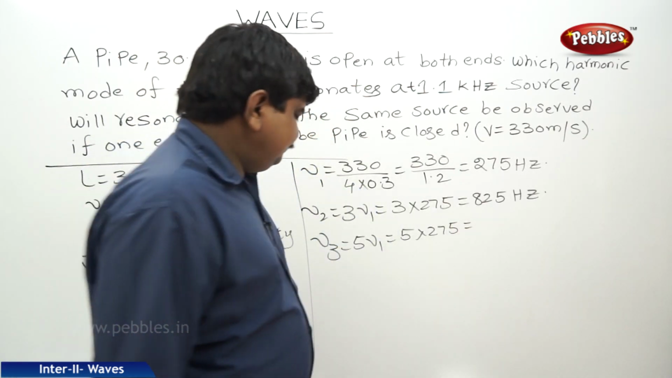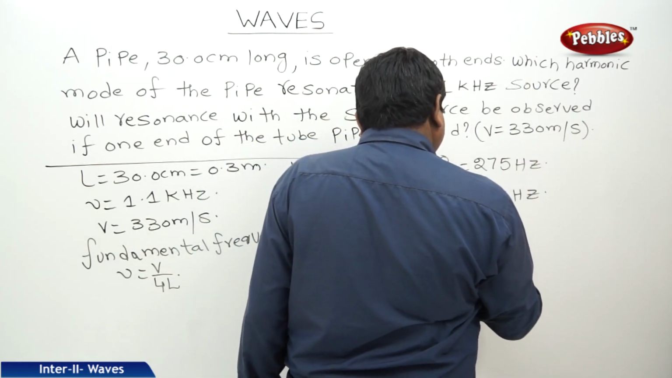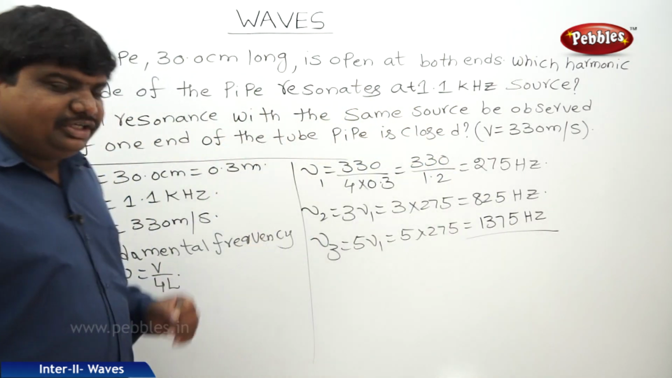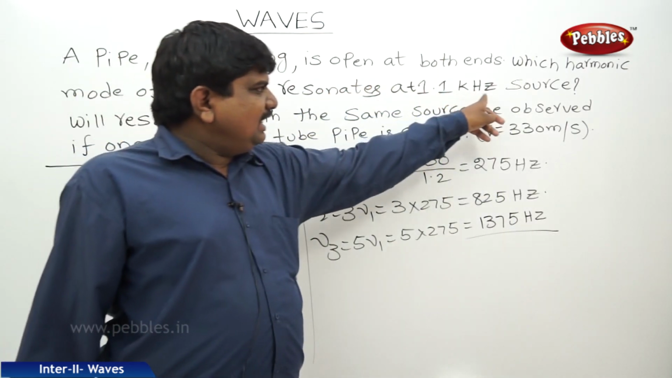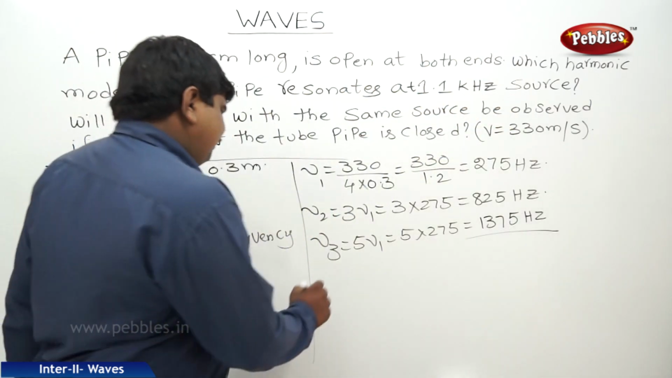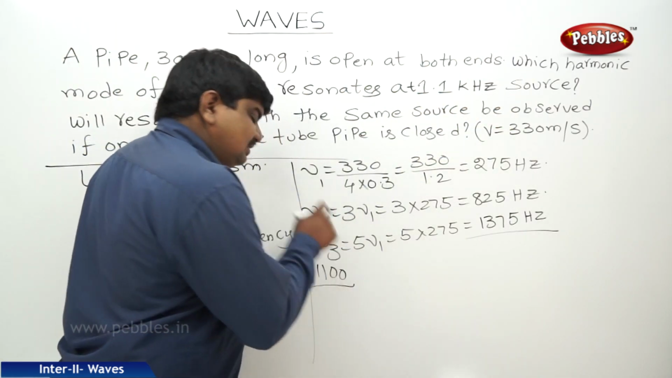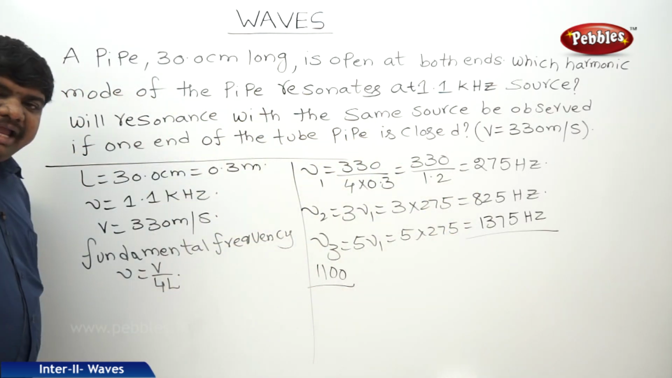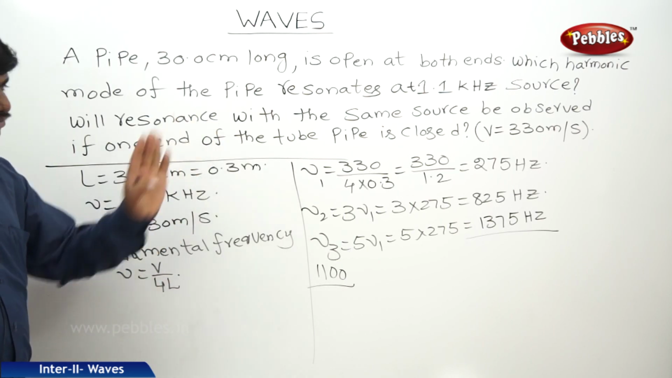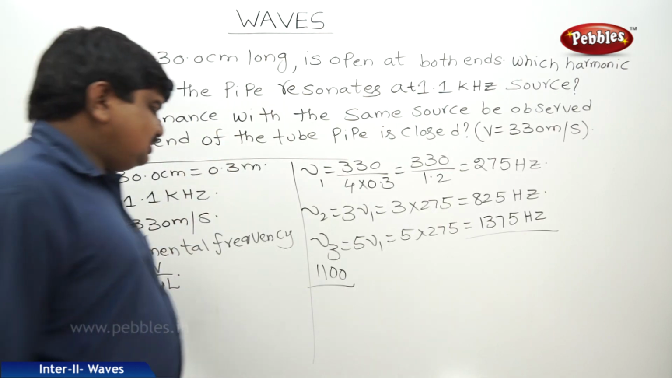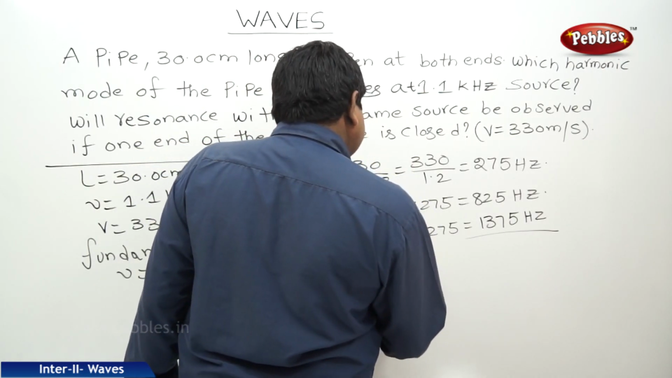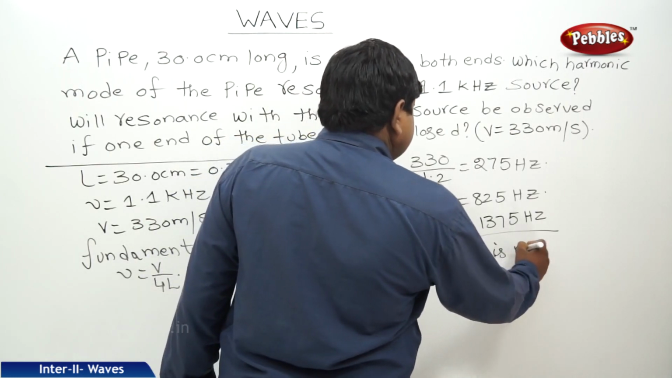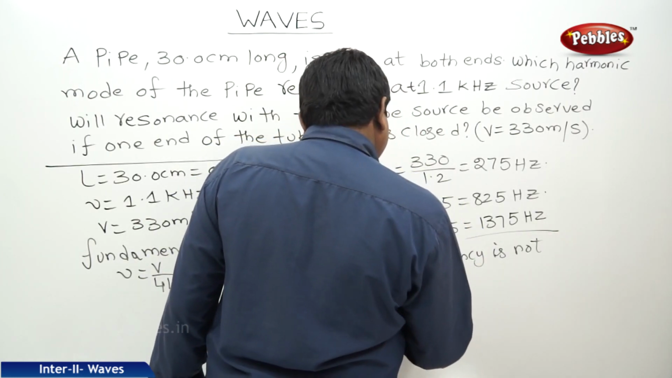So the answer is 1375 Hz. We should check that the pipe is resonating at 1.1 kHz, meaning approximately 1100 Hz. This 1100 Hz frequency is not at all observed in the case of the closed pipe and its modes of vibration. So this frequency is not observable.